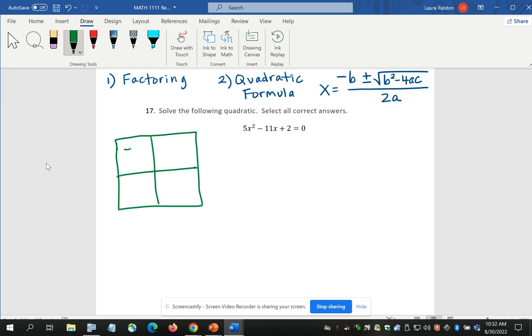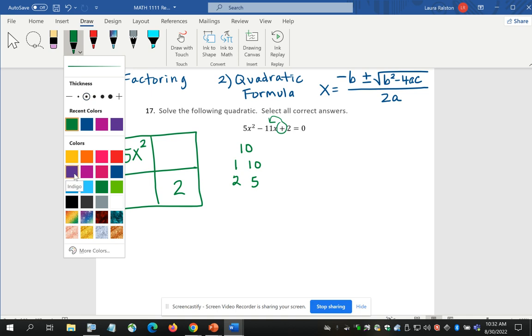The first term goes in the upper left, 5x squared. The last term goes in the lower right. So I have 5x squared and 2. So 5x squared times 2 is 10. So I have 1 times 10, 2 times 5. And I need the pair that will add to 11.